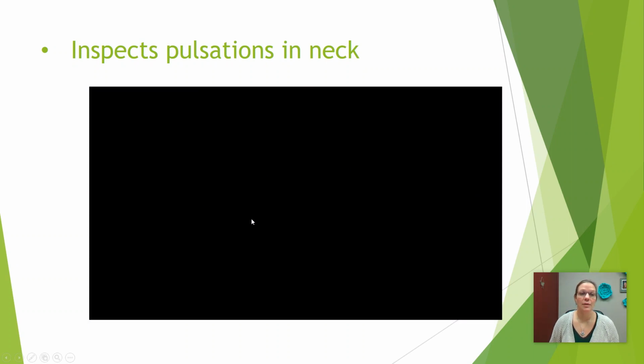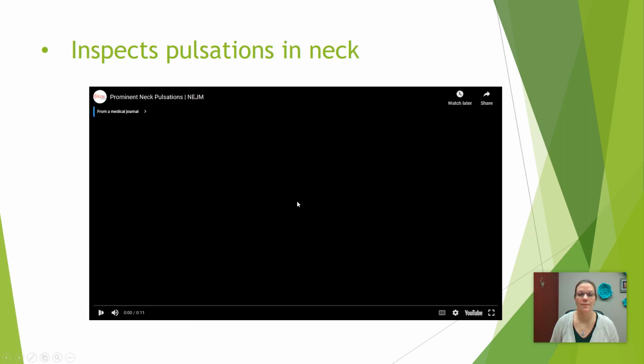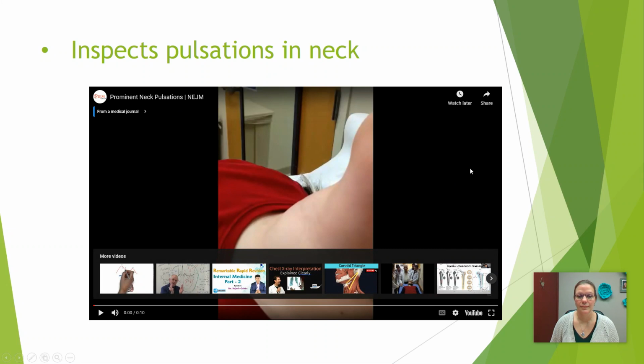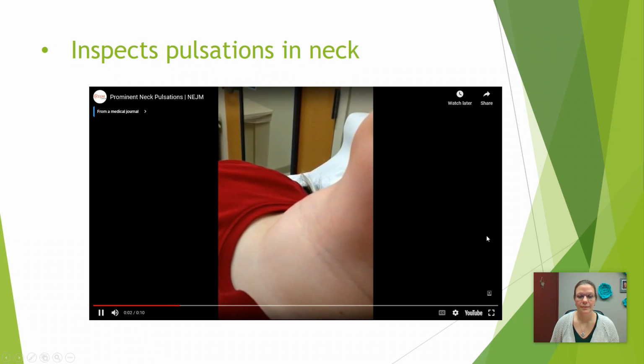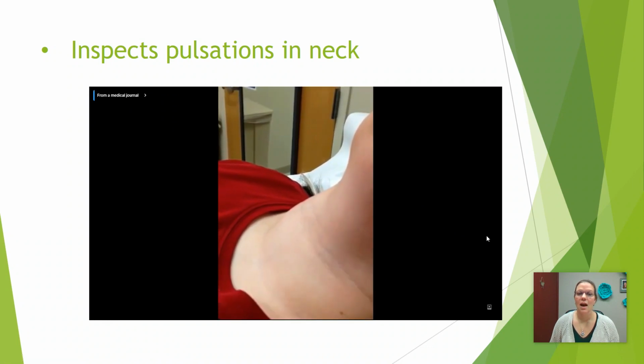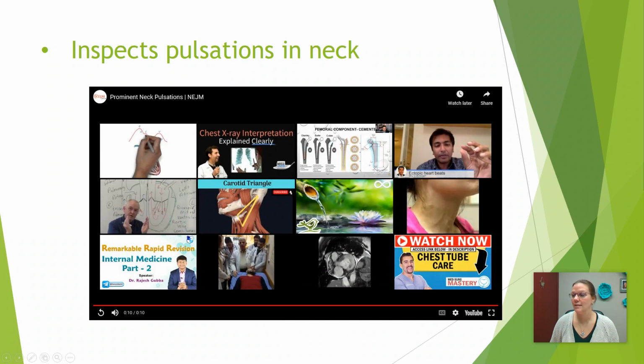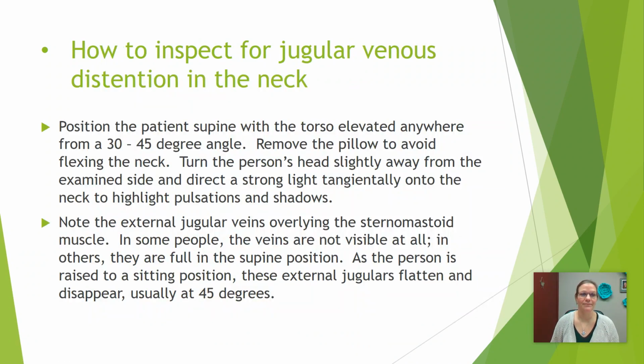So the first thing is we're going to inspect pulsations in the neck. So let me wait just a second for this. Here we go. Look at that. That is obvious pulsation in the neck. That is pretty significant. You're not often going to see things like that, not to that degree. So inspection, remember, we just look with our eyes for observation and inspection, okay?